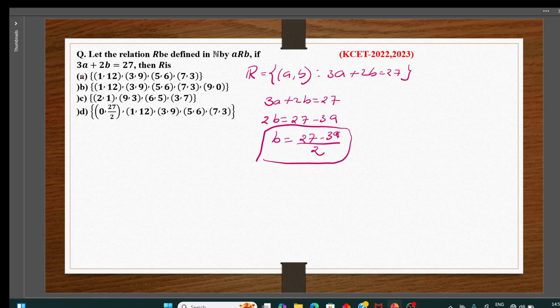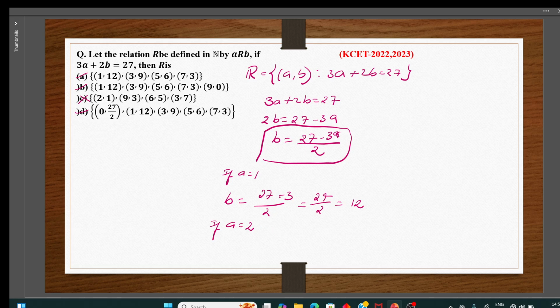Now consider these options A, B, C, D. So first substitute a = 1. If a = 1, then b = (27 - 3 ones are 3)/2 = (27 - 3 is 24)/2 = 12. So if a = 1, we get b value 12. So which options are there? (1, 12), (1, 12), (1, 12). So these three options are there. Option C is eliminated. Next, if a = 2, is there any 2? Option 2 is there? No. Already option C is deleted.